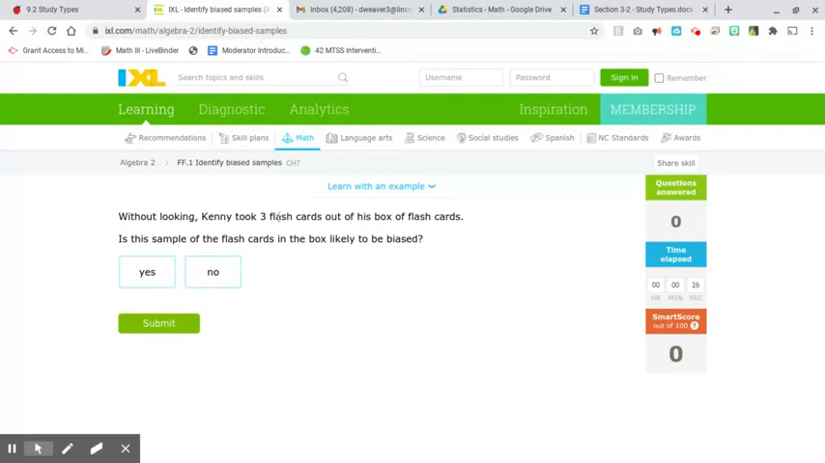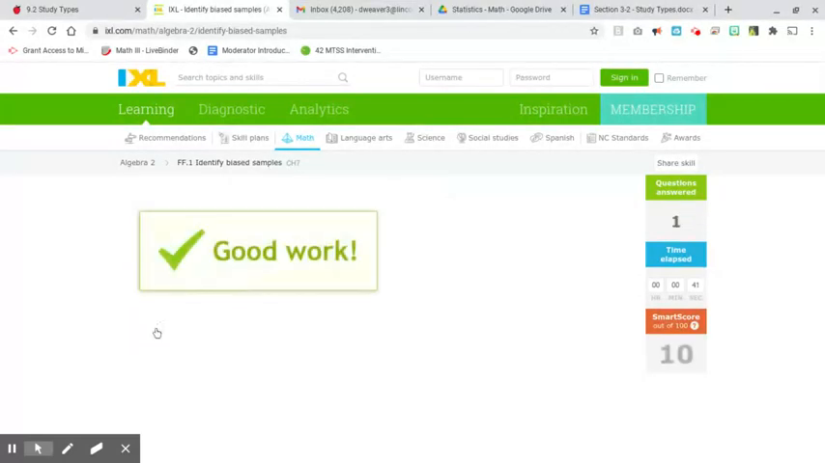Without looking, Kenny took 3 flashcards out of his box of flashcards. Is this sample of the flashcards in the box likely to be biased? And no, it's not biased because he didn't look and he just randomly picked 3 cards out of the box.